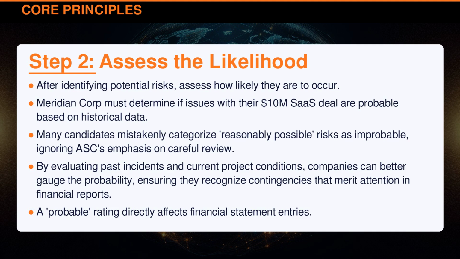Meridian Corporation must determine if issues with their $10 million SaaS deal are probable based on historical data. Many candidates mistakenly categorize reasonably possible risks as improbable, ignoring ASC's emphasis on careful review. By evaluating past incidents and current project conditions, companies can better gauge the probability, ensuring they recognize contingencies that merit attention in financial reports. A probable rating directly affects financial statement entries.